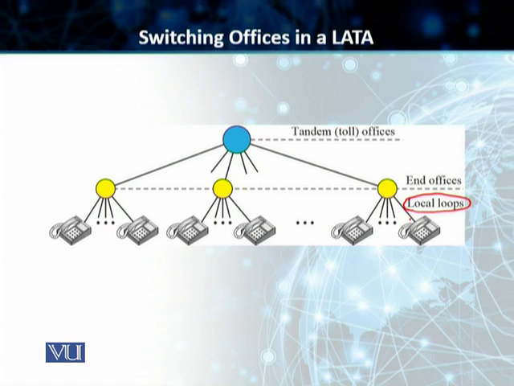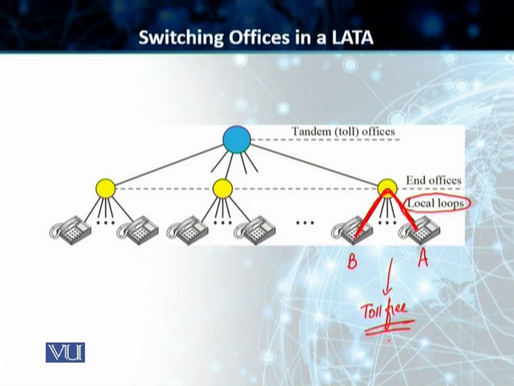And students, a call in this particular case can be completed by using only end offices. For example, if A out here wants to call B out here, then this call can be completed by using only the end offices, and your tandem office is not really required. And we will say that this call between A and B is actually toll-free.